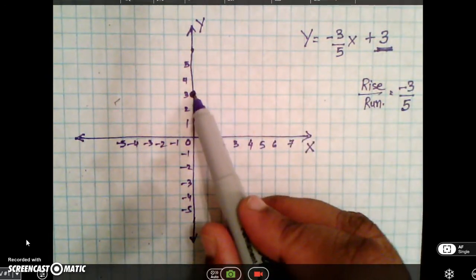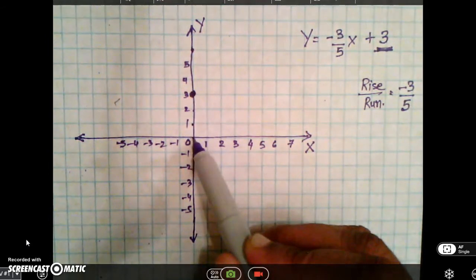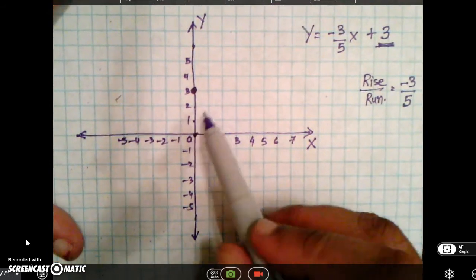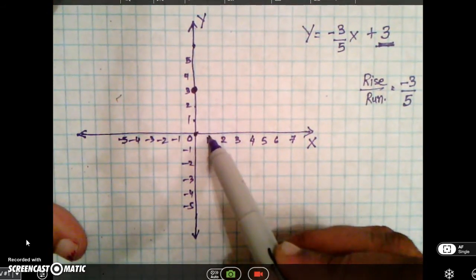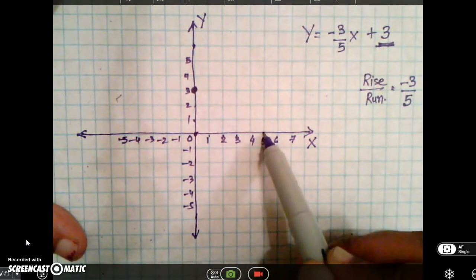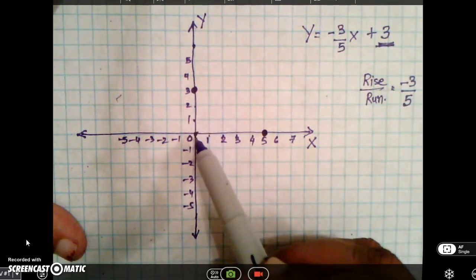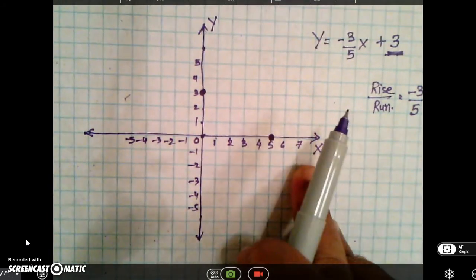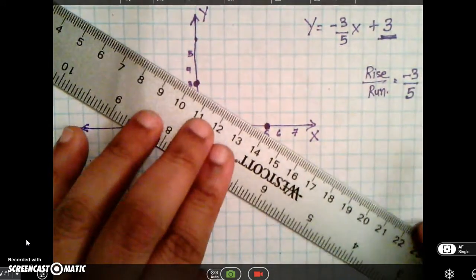So from this point, I'm going to rise 3. 1, 2, 3. Since it's a negative 3, I'm rising in the negative direction. So 1, 2, 3. And my run is positive 5. So 1, 2, 3, 4, 5. I got my second point. So I used my slope. Rise is negative 3. Run is positive 5. I got my second point. I'm going to use a straight edge and I'm going to draw my line.